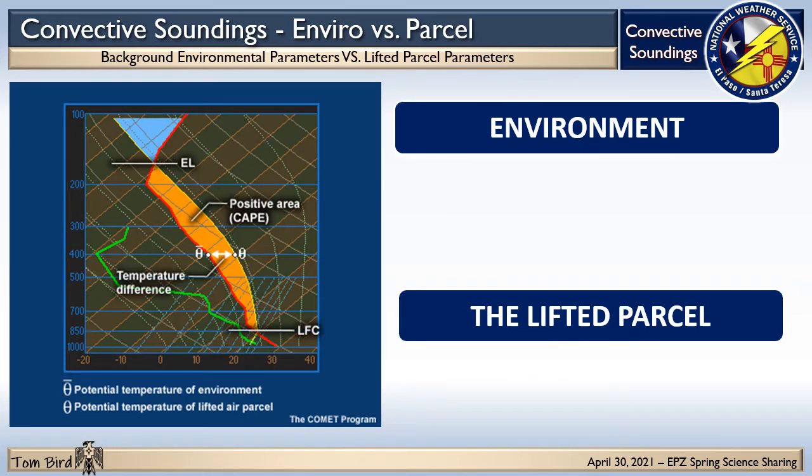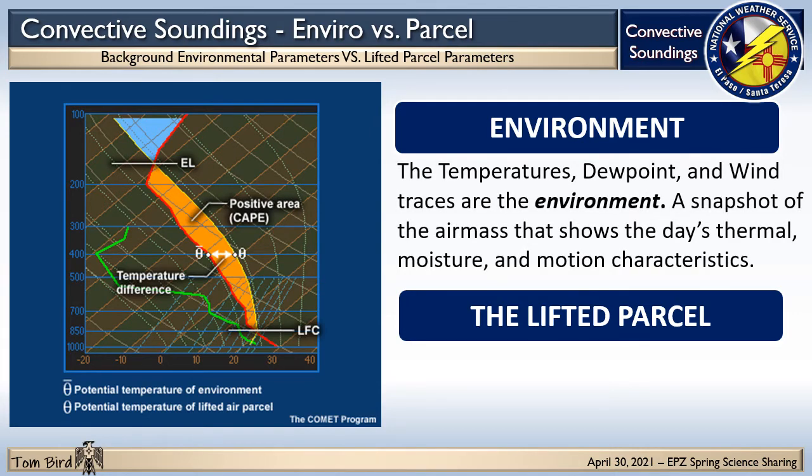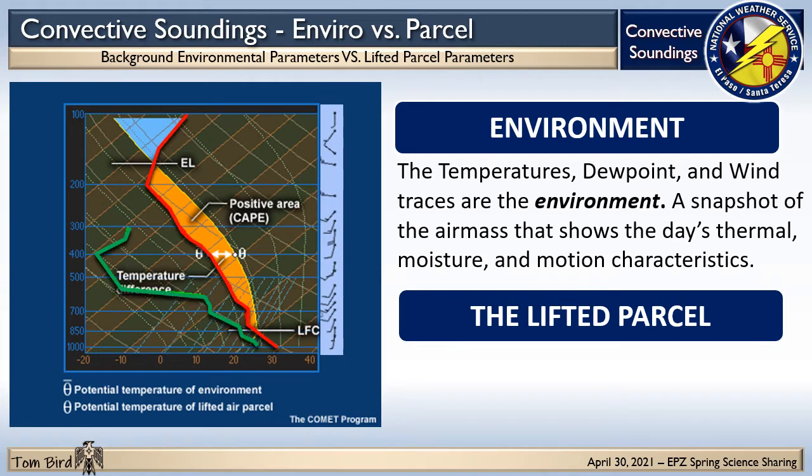All right, so let's make a determination between what the environment is and what the parcel is. When you're looking at a sounding, you're looking at the winds on that sounding, the temperature on that sounding, and the dew point trace. Those three traces are what define the environment at the time that balloon was released and that radiosonde took its measurements of the environment. So it's a snapshot of the air mass for that day, and it gives you the thermal and the moisture profiles and then the motion characteristics with the wind. And so that's the environment.